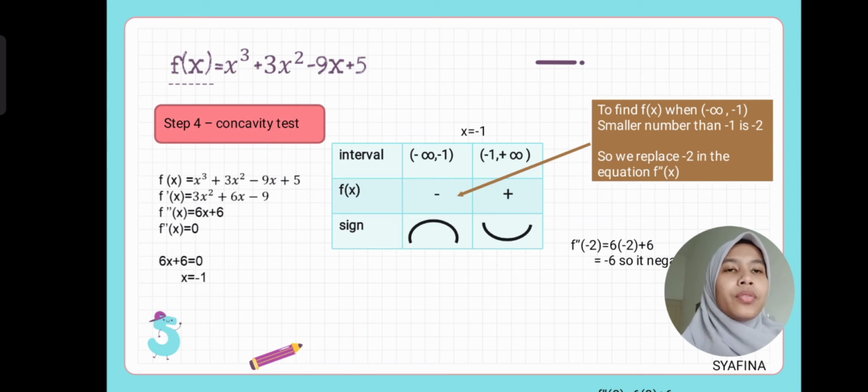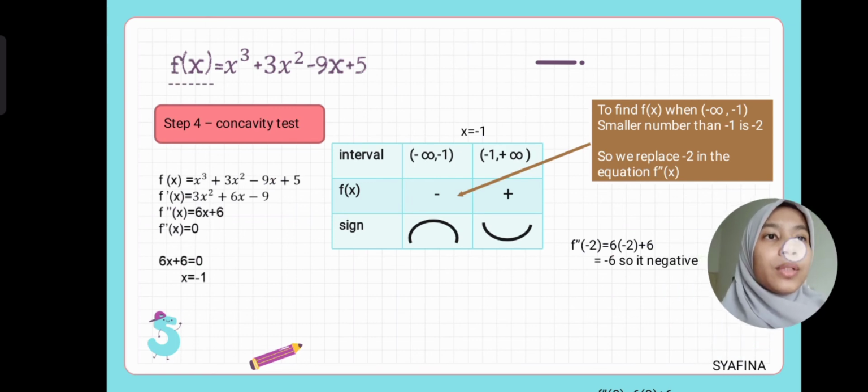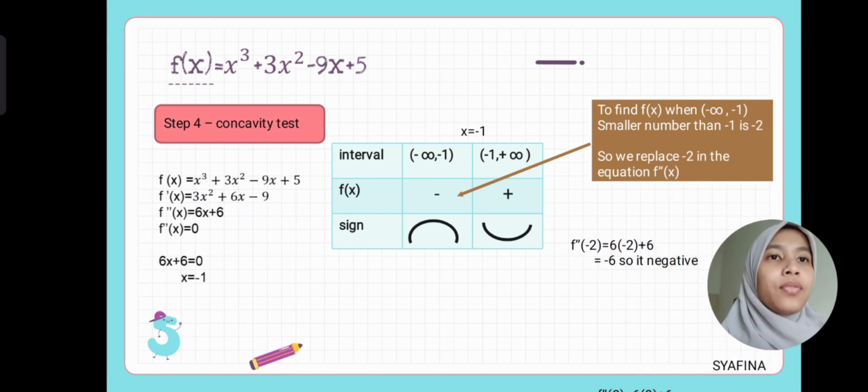Then we make the table, which has intervals, f''(x) and signs. To find f''(x) when the interval is negative infinity to -1, we need to find a number smaller than -1, which is -2. So we replace x with -2 in the second derivative. So we get the answer -6. So f''(x) is negative, and the sign is concave down.